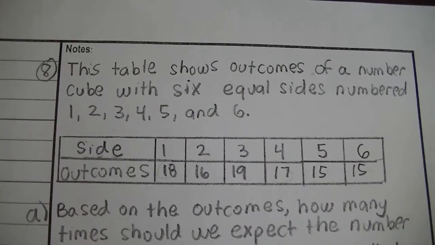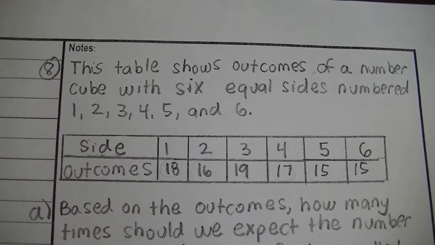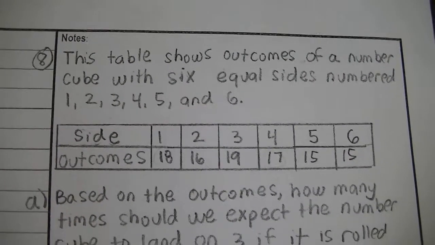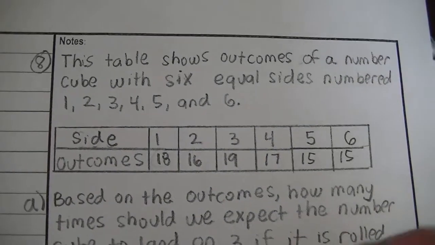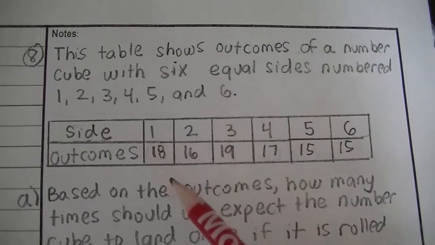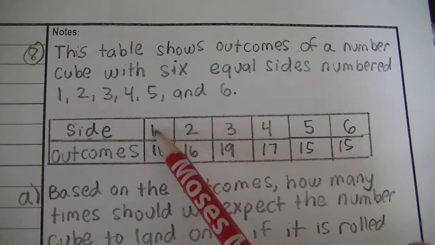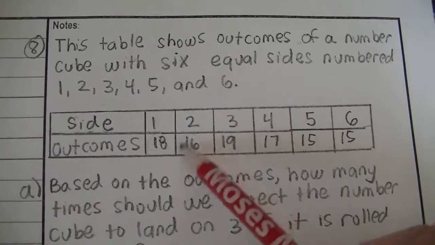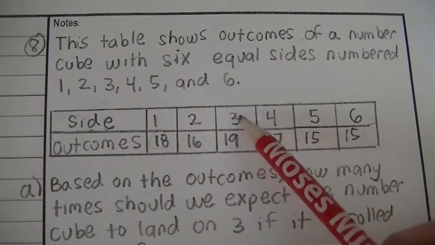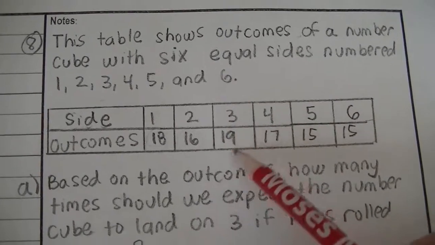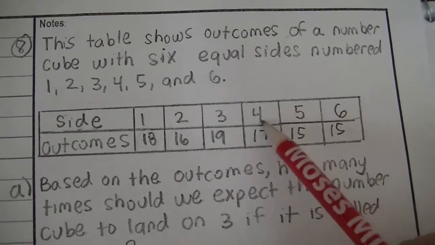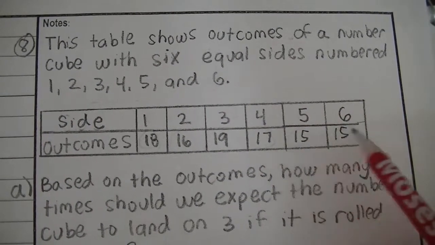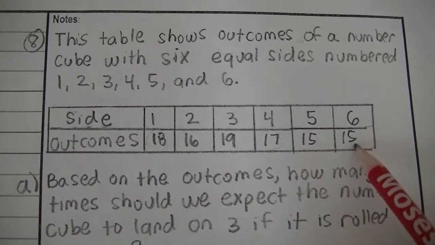This table shows outcomes of a number cube with 6 equal sides, numbered 1, 2, 3, 4, 5, and 6. In analyzing the table, I'm picturing in my head that every time they landed on number 1, they did a tally mark. At the end, they landed on side number 1 18 times. Side number 2, 16 times. Side number 3, 19 of their total rolls. They landed on 4, 17 of their total rolls. They landed on 5, 15 of their total rolls. And 6, also 15 of their total rolls.